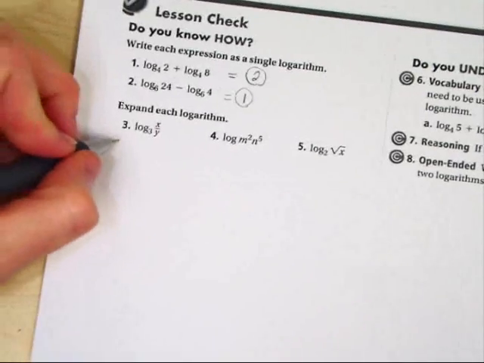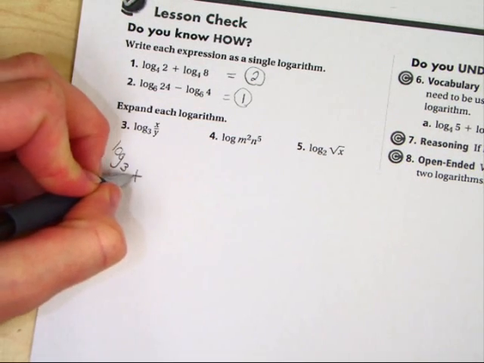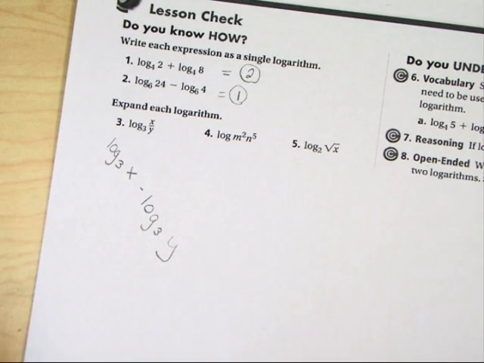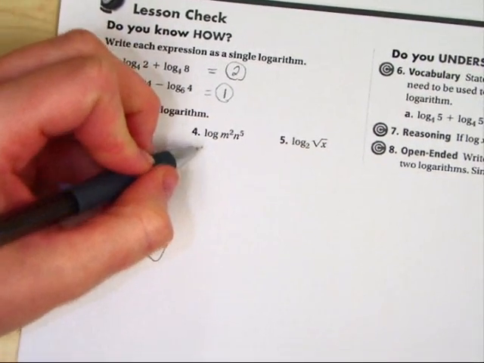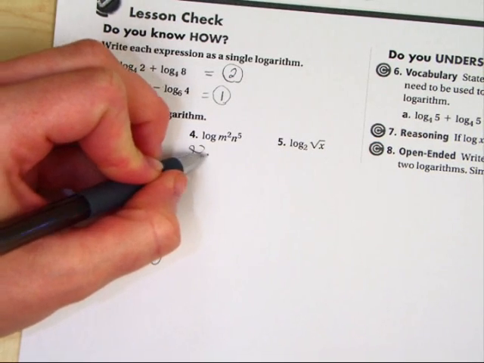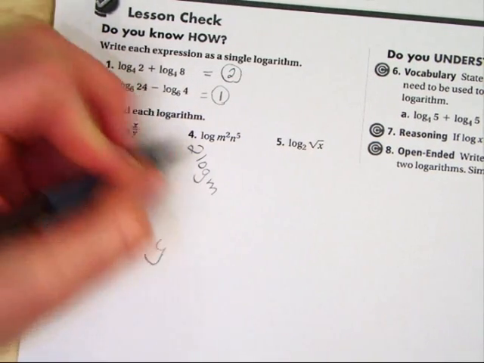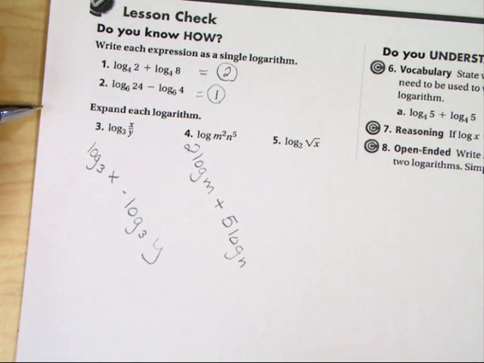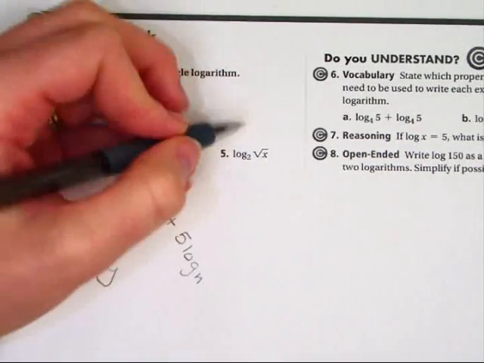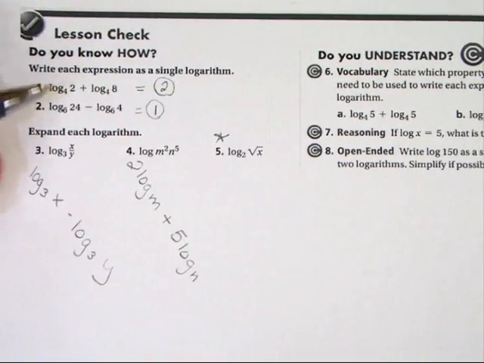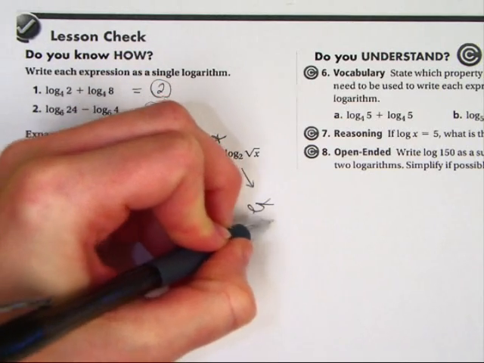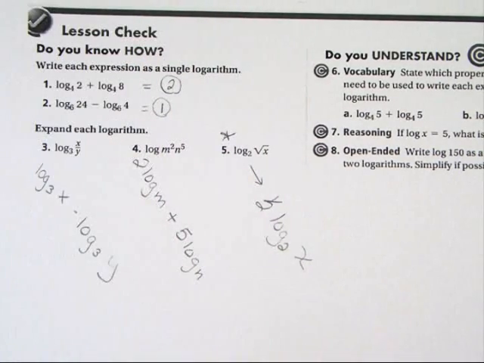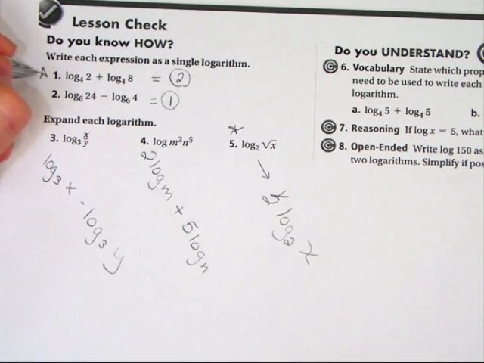In example 3, when you expand this, you should get log base 3 of x minus log base 3 of y. In example 4, if you want to take the time to check it out, you would get 2 log of m plus 5 log of n. Check it out. If you have questions, please ask. Example 5 is probably the hardest. You would get 1/2 log base 2 of x. If you have any questions about these, please let me know, especially 1 and 2.